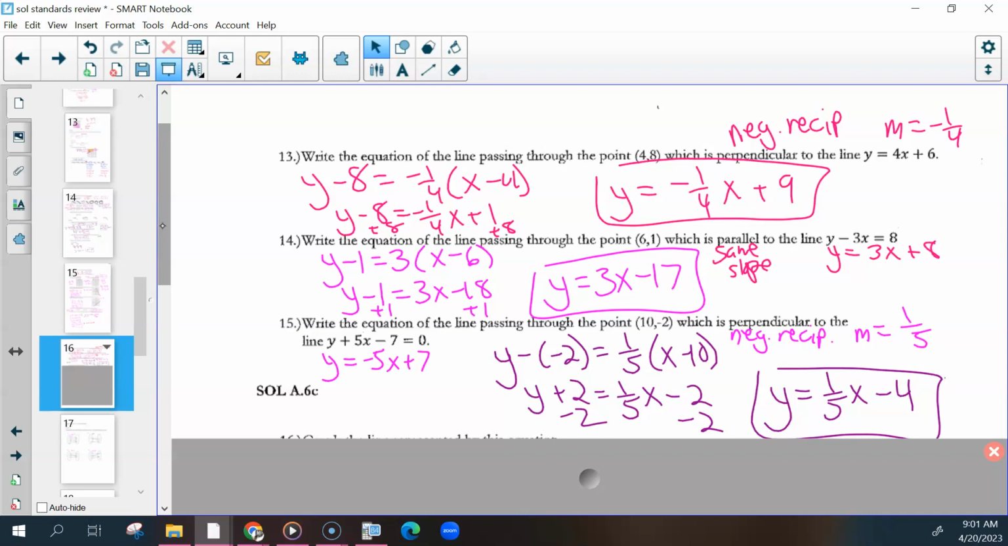So what's nice is, if you don't remember the work for it, as long as you remember how to do it in Desmos, you'll be fine. And I'll show that here in a second.